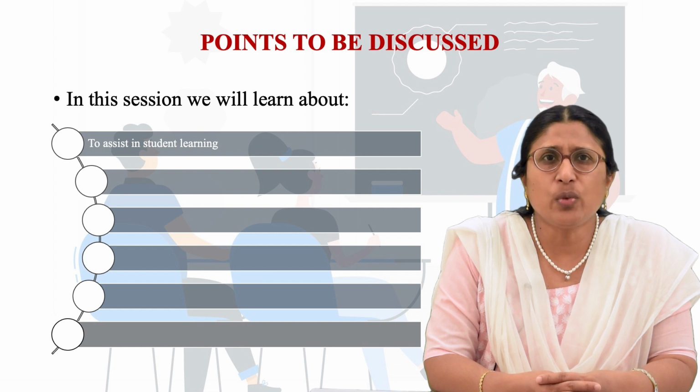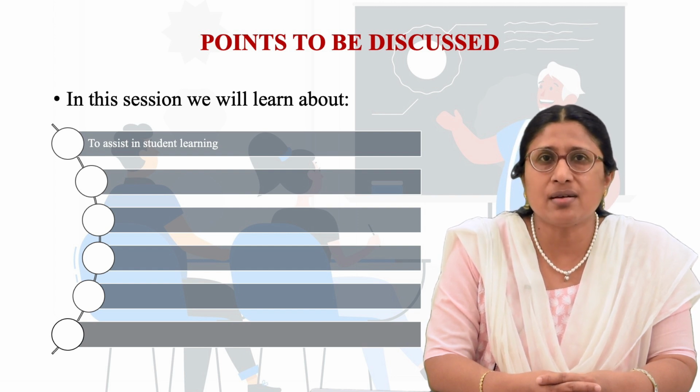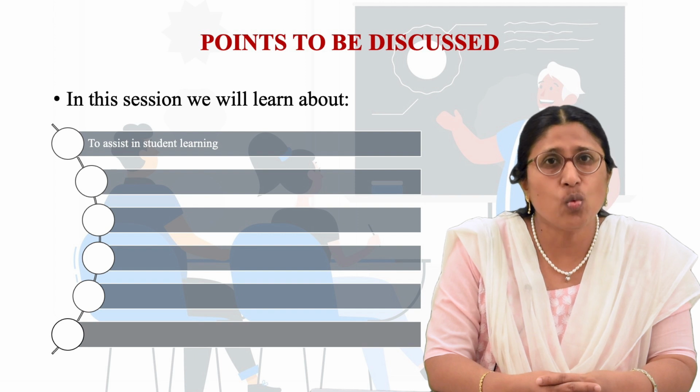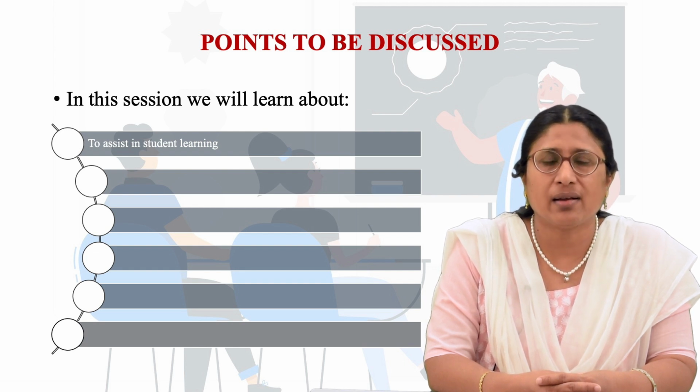The first purpose, we can see, is to assist in student learning. So how does assessment assist in student learning? When we conduct one activity and after that give an activity, we try to assess the learners, either orally or verbally or through any activity. Here comes the importance of the learners knowing how they are performing when they get the assessment feedback.